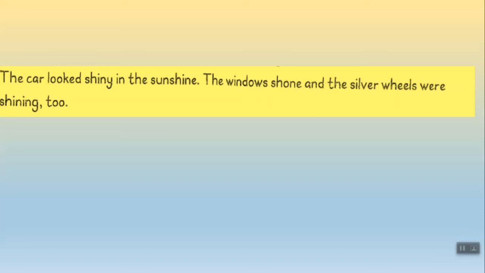Now, how many types of the word shine or the verb shine are used in this sentence? Well, shining, sunshine, shone, shining. So here we have something we call repetition. Okay? Now, can you give me some synonyms for shine? Words that have the same meaning or similar meanings to the word shine?